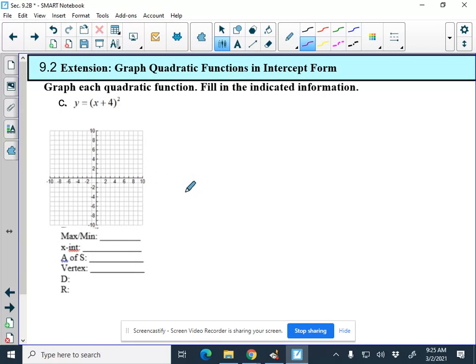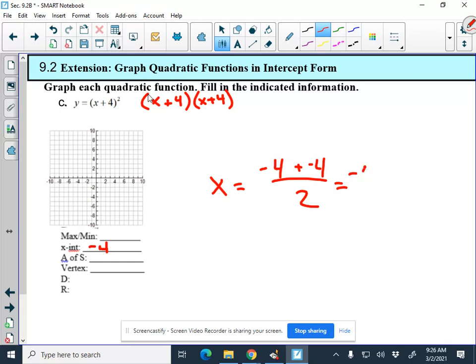Right, part C. Now this one's a little different. It actually has two things. It's got x plus 4 and x plus 4. The issue is, in terms of our intercept, the opposite is -4, and there's only one -4. Now what that means, it only hits the x-axis once, but that means that will be the vertex. Because the vertex, since it is two -4s, -4 plus -4 divided by 2 is -8 divided by 2. It is -4. What it means is the vertex is going to be right on the line.